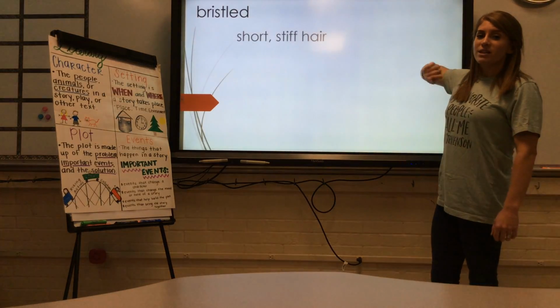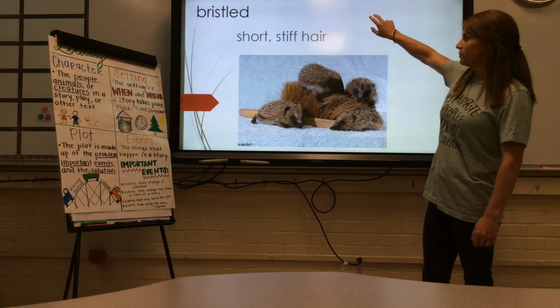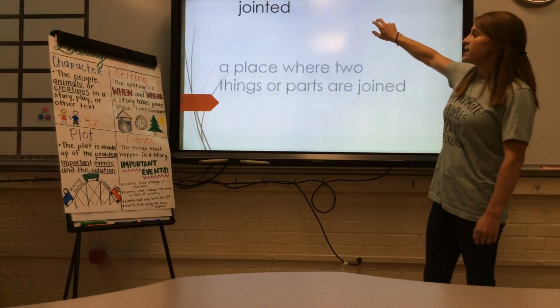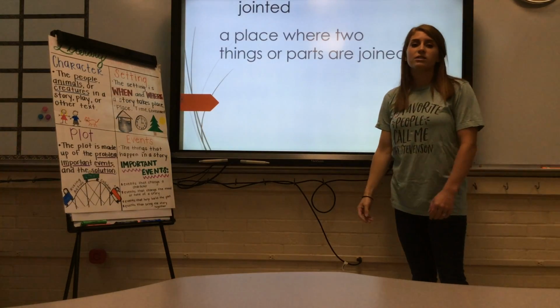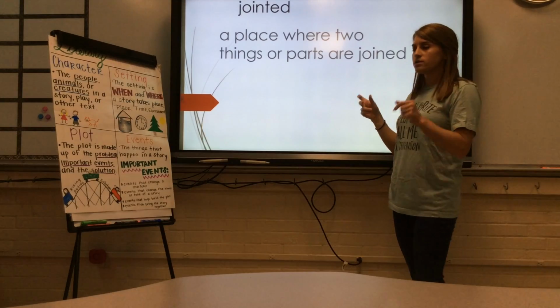Bristled, we know, is short, stiff hair, just like on these cute little hedgehogs. Jointed, a place where two things come together or are joined, our elbows, our fingers.